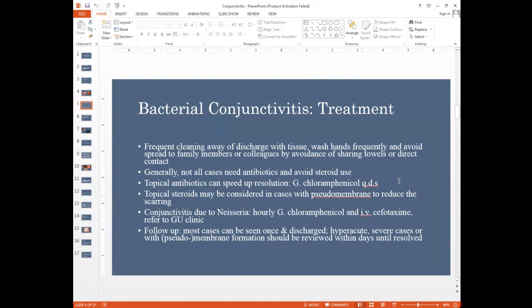You want to speed up resolution and avoid steroid use as well, unless they have scarring from a pseudomembrane. Some other specific antibiotics are used if you suspect it's due to Neisseria. The patient is usually seen once and discharged, and advised that if anything gets worse, they can be reviewed within days. Antibiotics are for very severe cases, or if patients really need speeding up of resolution, then you may consider them, but it's not routinely prescribed.